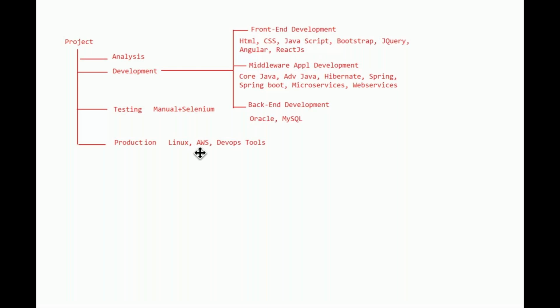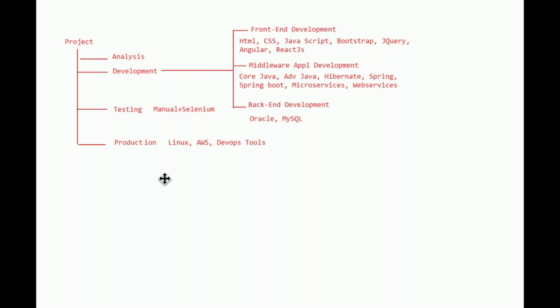To perform deployment, monitoring and maintenance of the project, we are going to use a set of tools. That set of tools is called DevOps tools. Now this is the production environment. This is the software life cycle I've given here.